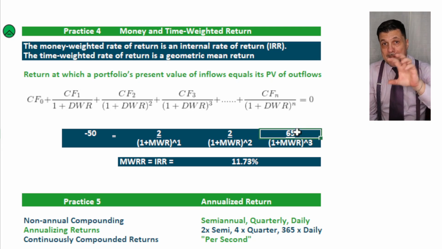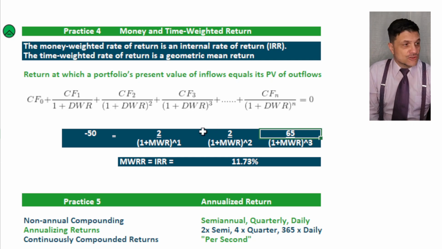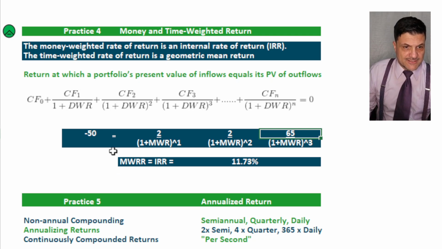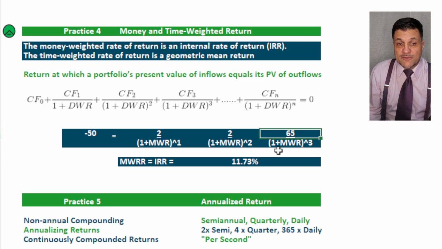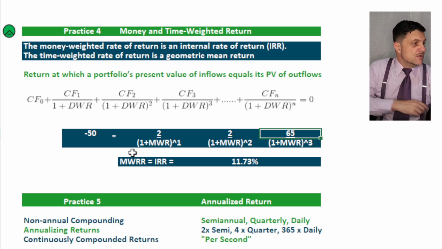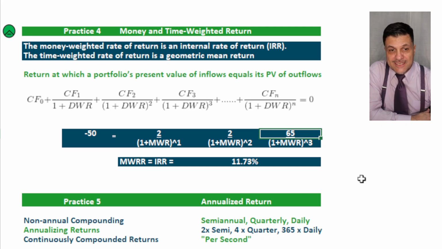Those are my money. Now I'm going to find the discount rate that makes the $2, the $2 and the 65 combined, discounted at which rate will give me the 50 initial investment, right? Look at that. It's 1 plus the money weighted return to the power of 1, 1 plus the money weighted return to the power of 2, 1 plus the money weighted return to the power of 3. And then you have to find which money weighted return that is using the IRR calculation.